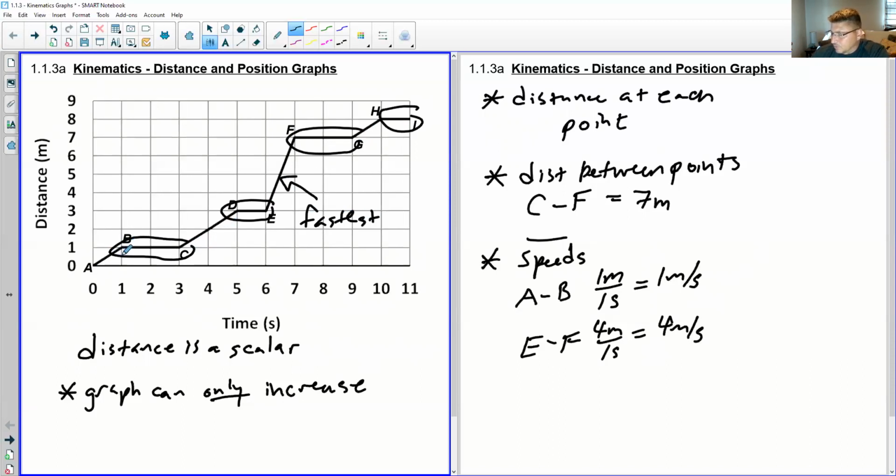Looks like 1 meter per second, 1 meter per second, and 1 meter per second. So the speeds for all 3 of the other intervals would be the same. They'd all be 1 meter per second. And here we'd be moving at, looks like, 4 meters per second. So there you go. Just a quick introduction to your distance and displacement graphs.